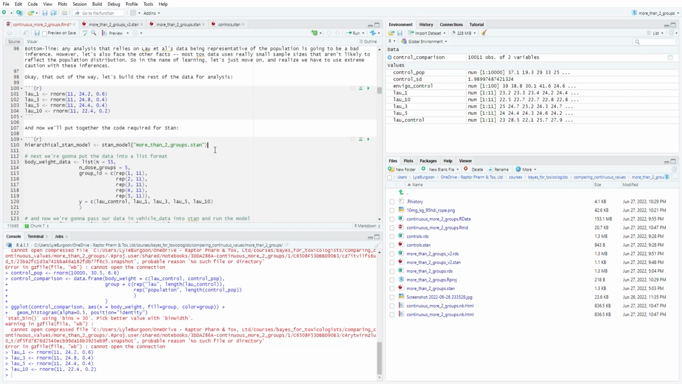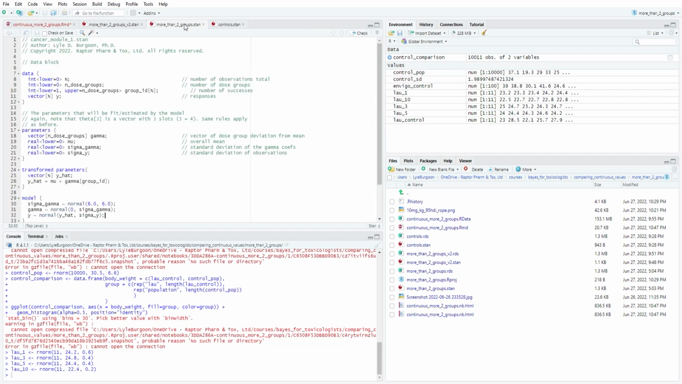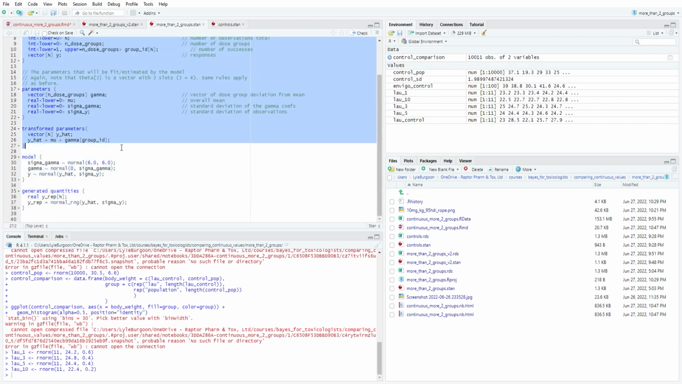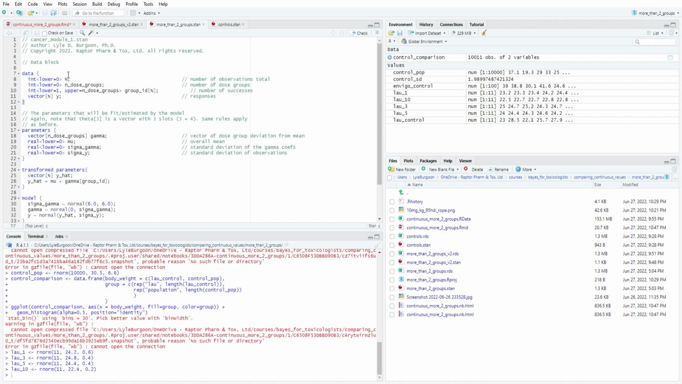Next, we're going to run our hierarchical Stan model. So first, we're going to look at the more than two groups.stan file. So again, pretty straightforward, nothing you haven't seen before in terms of the blocks because we're always using pretty much the same blocks. Maybe transformed parameters is new, I don't remember. But starting off with the data block, here we've got N, which will be our number of observations in total. We have N dose groups, that's the number of dose groups.